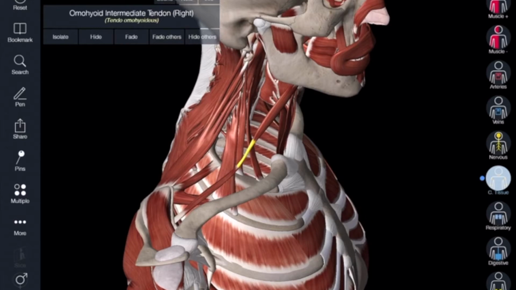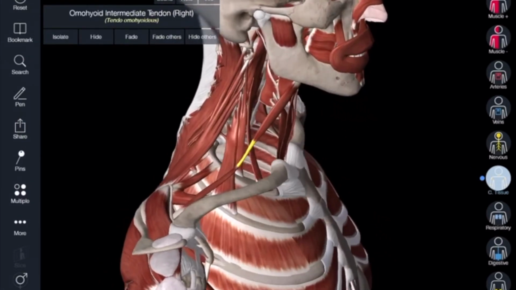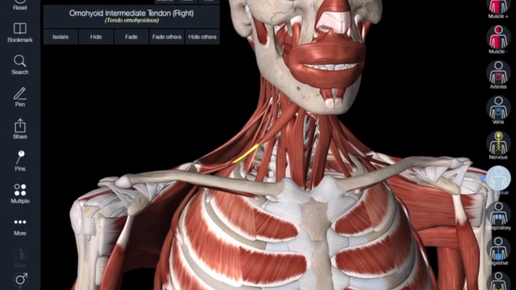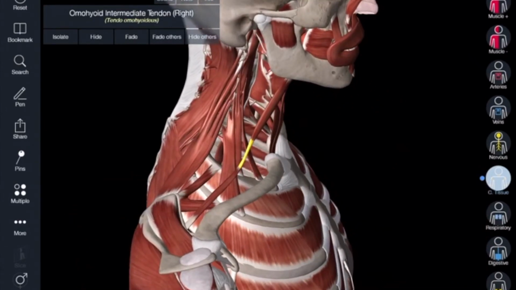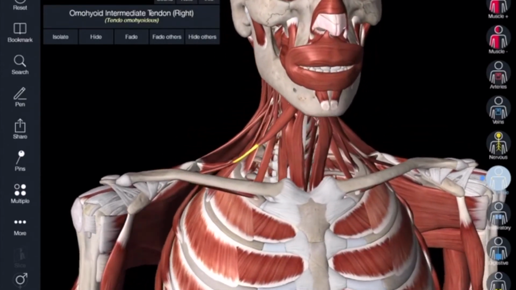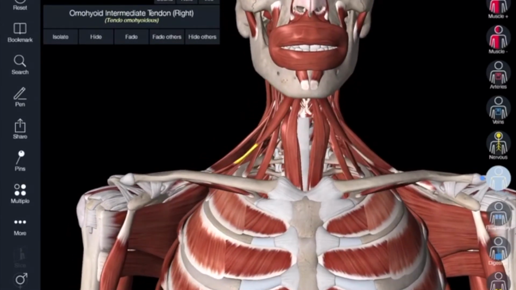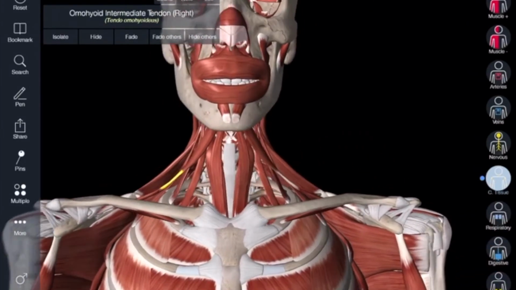And so why does omohyoid have a tendon in the middle of it? Well, there's a reason for it. Because underneath that tendon runs a neurovascular bundle, and to protect that neurovascular bundle from having too much pressure on it, we have a tendon there instead of the muscle fibers of omohyoid. We'll talk more about that neurovascular bundle momentarily when we talk about the scalenes. But those are the hyoids. Anything else we need to say about the hyoids?